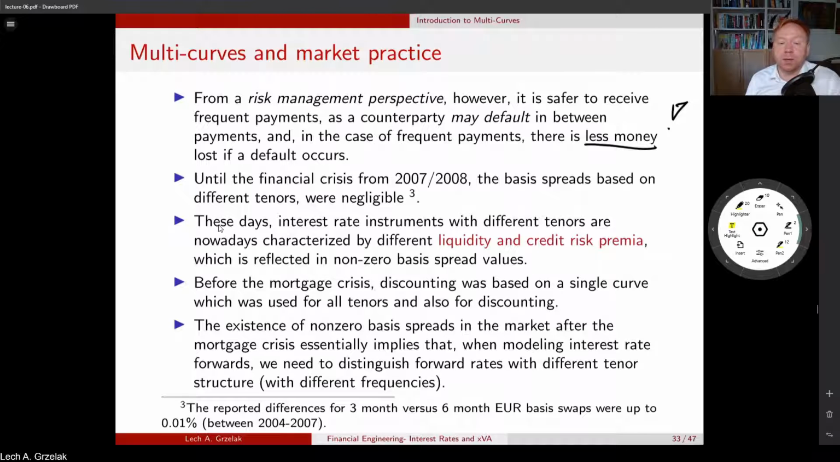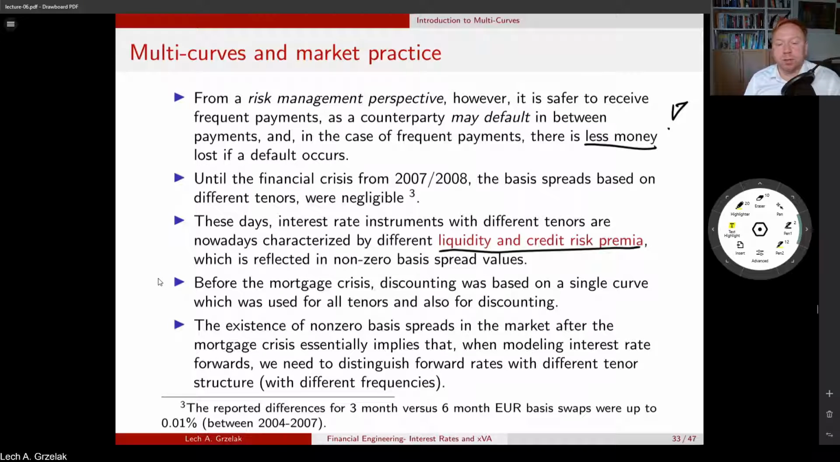These days, interest rate instruments with different tenors are characterized by liquidity and a risk premium. So this is how you should think. The spread between the 3-month and 6-month curve is considered to be a credit risk premium. This is the same as what we saw before when we talked about the yield curve based on market instruments and the yield curve based on bonds issued by a company: the spread between the two would indicate a risk premium. And this is the same as what we have in the curves themselves.